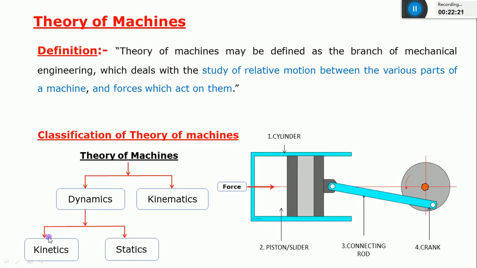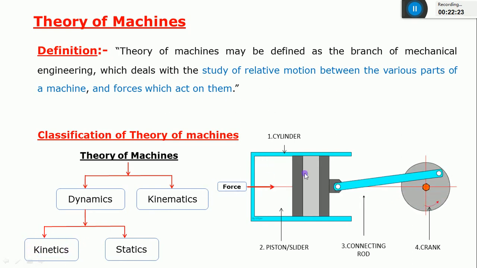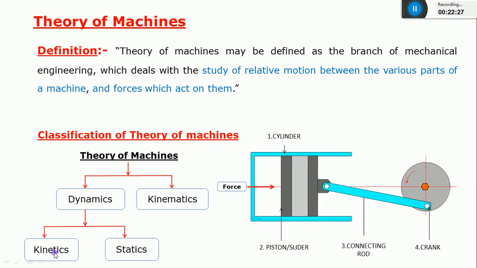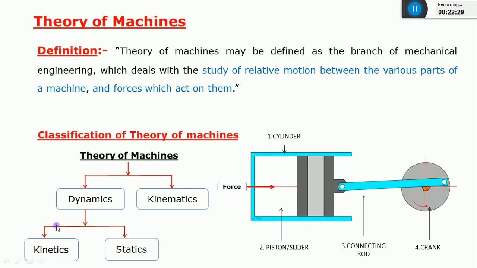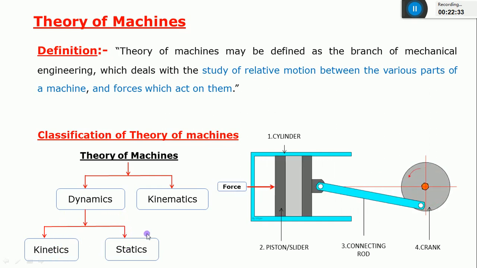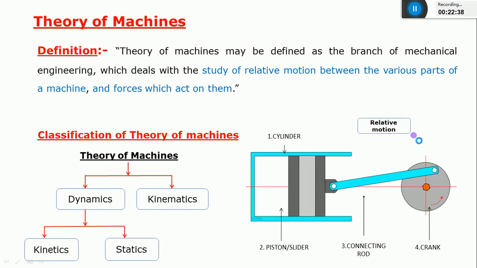And if there is a relative motion, if there is a movement between parts, you can consider it as kinetics. It means the dynamics is having two branches, one is kinetics and one is statics. So let me give the definition if you want. You can take the snapshot.